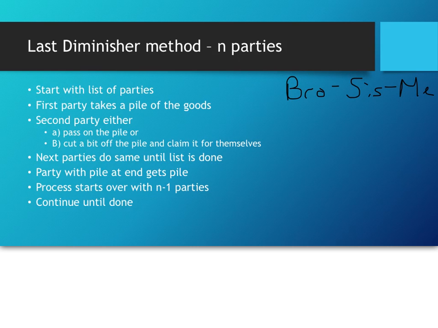The first party takes a pile of goods. So let's pretend we have this huge pile of goods. What happens is the brother says, well, I'd be comfortable with this much. All right? And it's going to be in his favor to actually pick about what he thinks is 1/3. Now, he gets to go first because he's first in line.